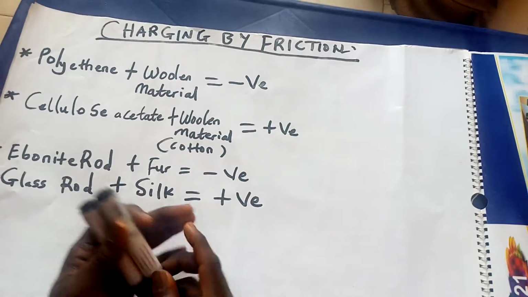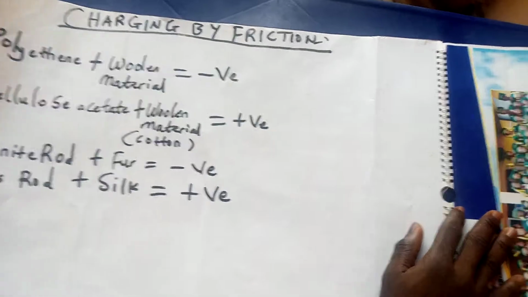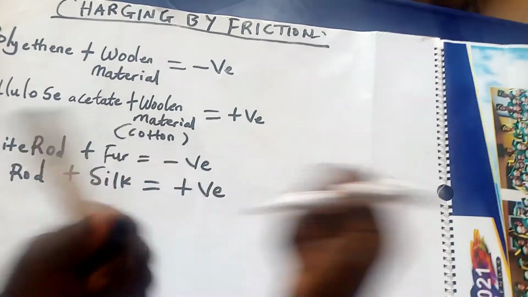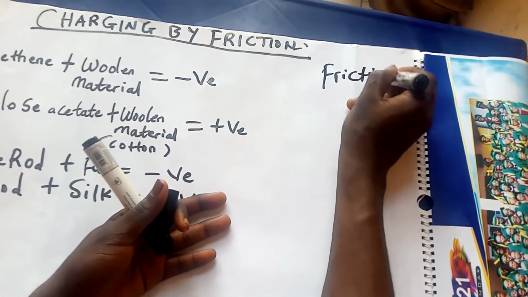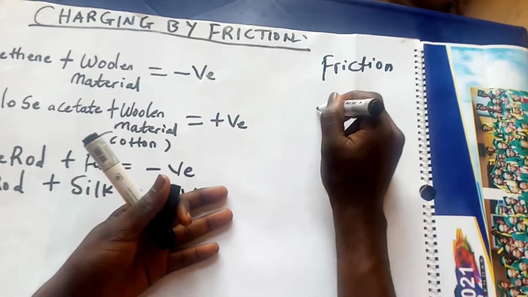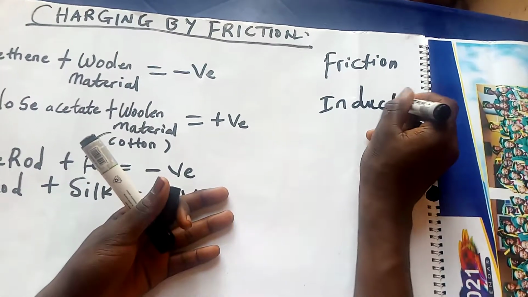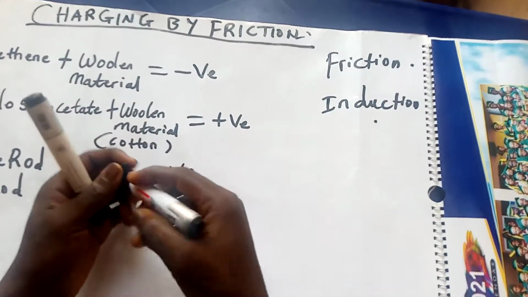All right, guys. We were talking about methods of charging a body. Now, the two major methods of charging a body are charging by friction and charging by electrostatic induction. Charging by friction and charging by induction. All right. So now, the first method is charging by friction.